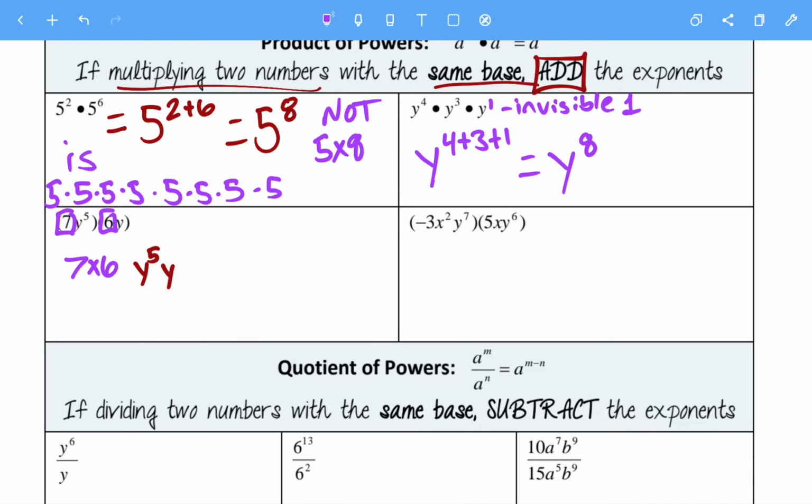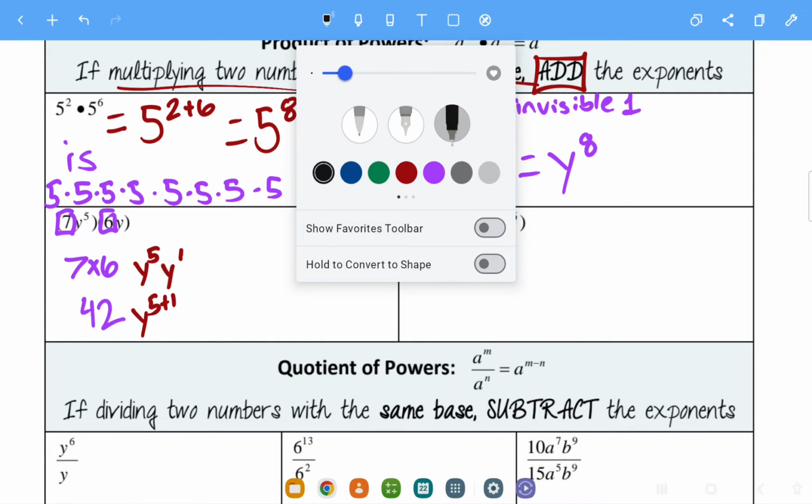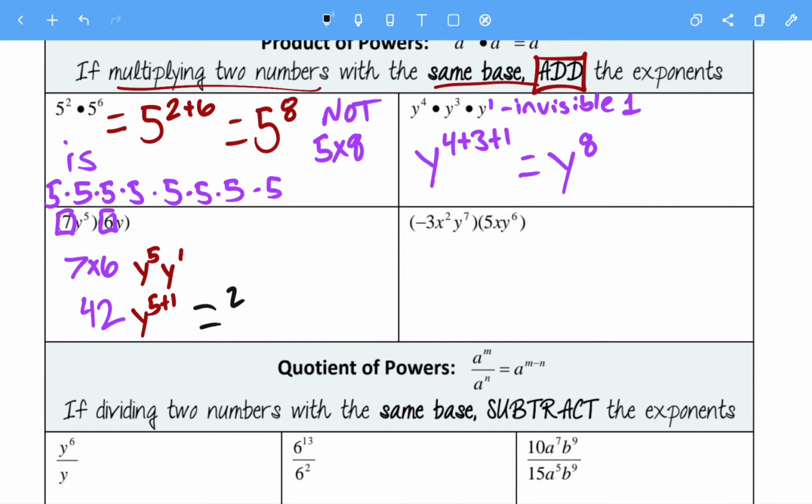So 7 times 6 is 42. And y to the 5th times y to that invisible 1 again is y to the 5 plus 1. Simplify that, we get 42 y to the 6th. And we are done. That 6 does not affect the 42. It only affects the y.